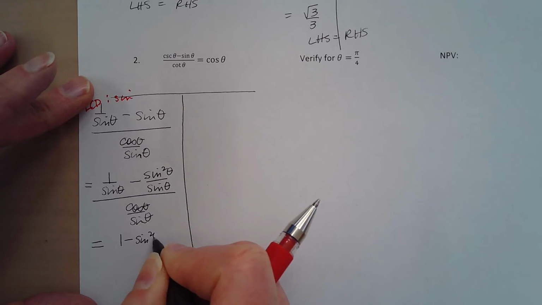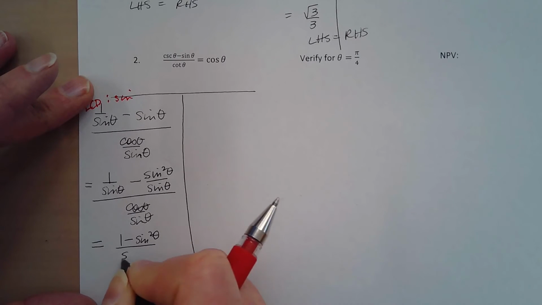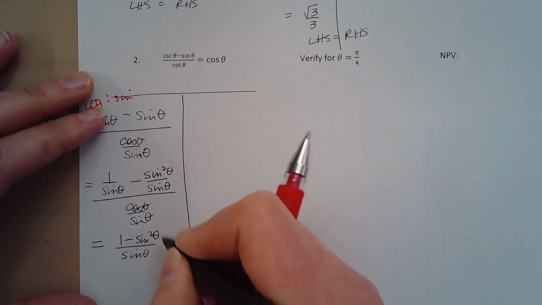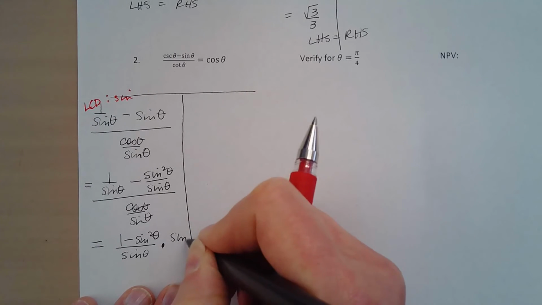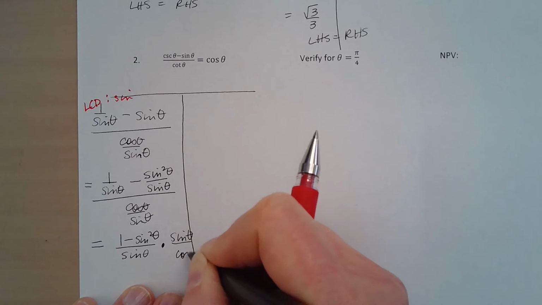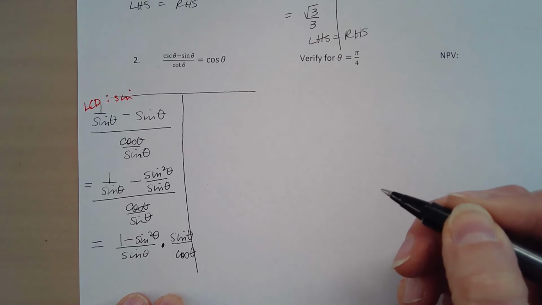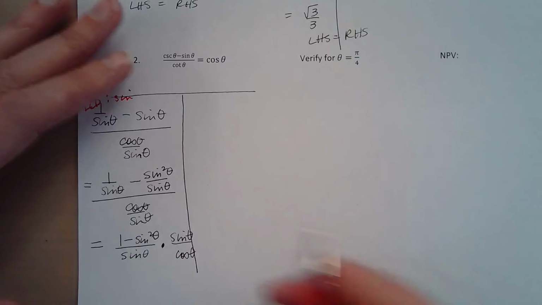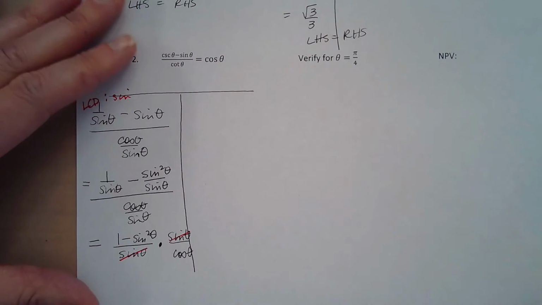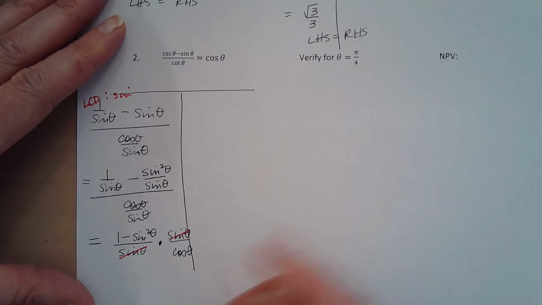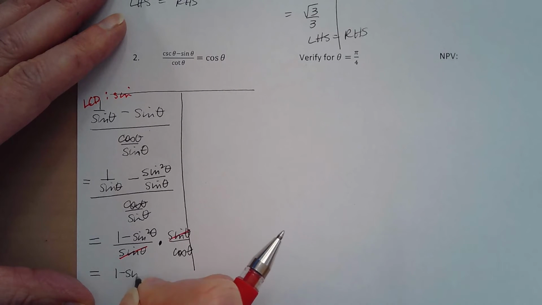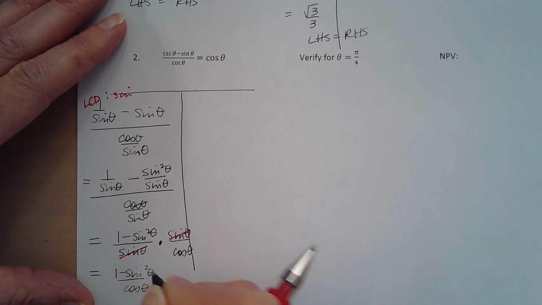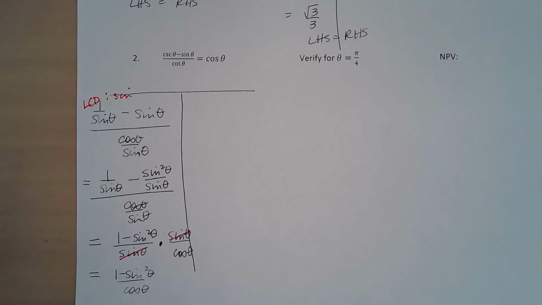1 minus sine squared over sine, and then it's going to be multiplied by the flip of this. Then I'll have sine over cos. And then what we see here is I've got canceling that can go this way, right? And I have 1 minus sine squared over cos. And now I'm stuck. Now what?